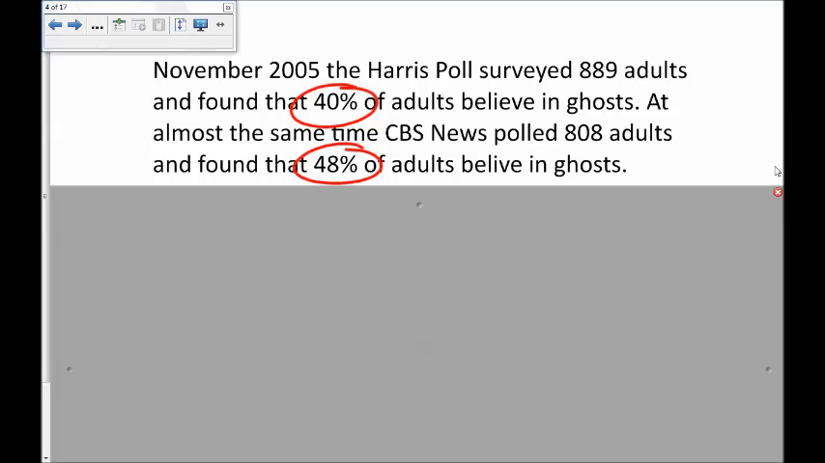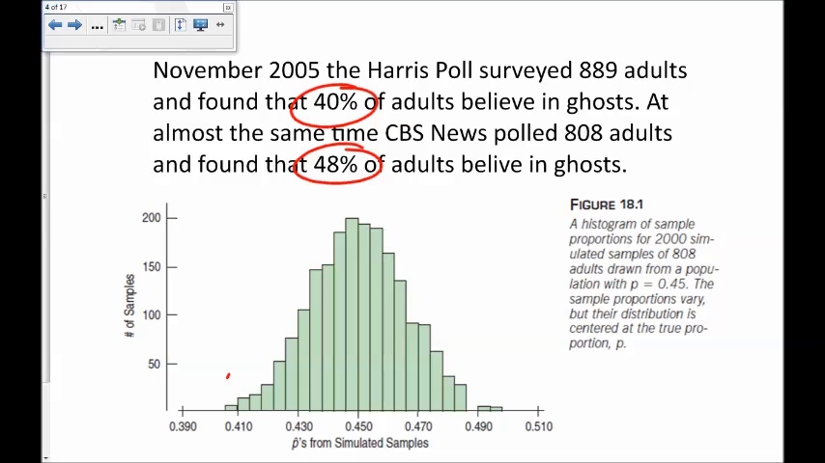Now, for our discussion in this chapter, we're going to assume that the true percent of people in November 2005 that believed in ghosts was 45%, some number in the middle. And we can think about, if you gather a random sample of 800 people, how you might get slightly different results in each sample. So the Harris poll may have gathered a sample that happened to be over here, and the CBS News poll may have happened to get a group that was over here, but they're just different samples that you can pull from the same population.